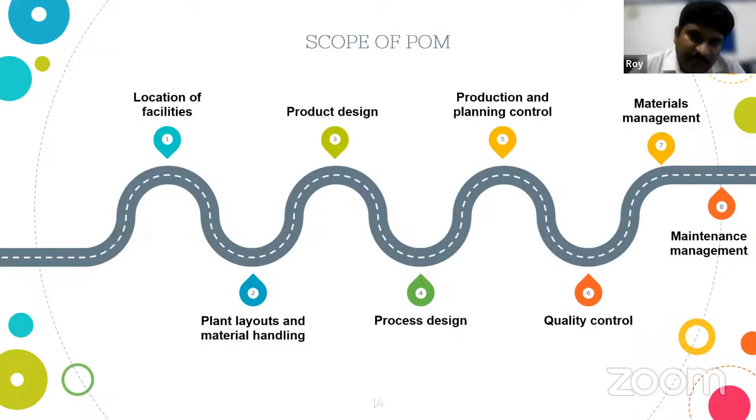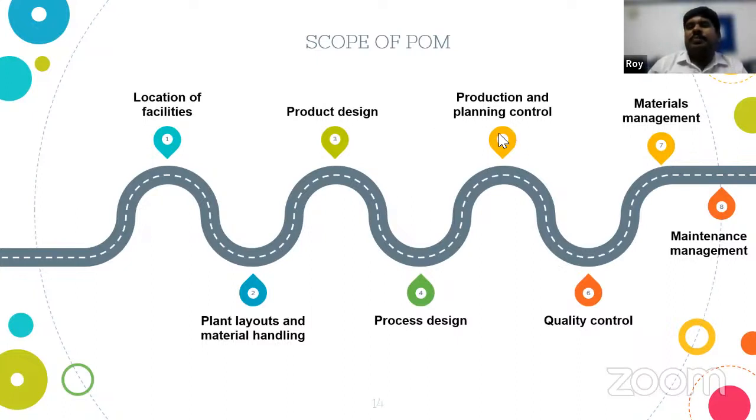Design: already we discussed product design. You need to design it. And not only the product design, you need to design your process also. Very important thing. What kind of process we have, what are the types of process here, we'll be studying in the upcoming classes. And the next important thing is about production planning.